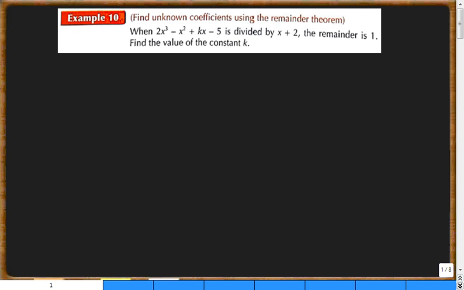Okay, so now example number 10 is asking us about finding unknown coefficients. It says when 2x cubed minus x squared plus kx minus 5 is divided by x plus 2, the remainder is 1. Find the value of the constant k. If you remember our remainder theorem, it says that when we have a divisor in the form of ax minus b, p of b over a is going to equal our remainder.